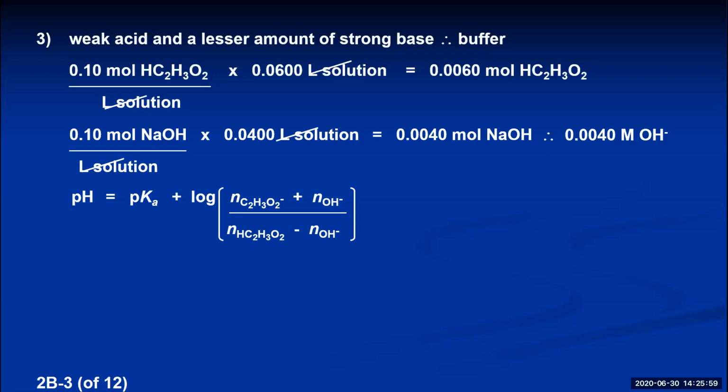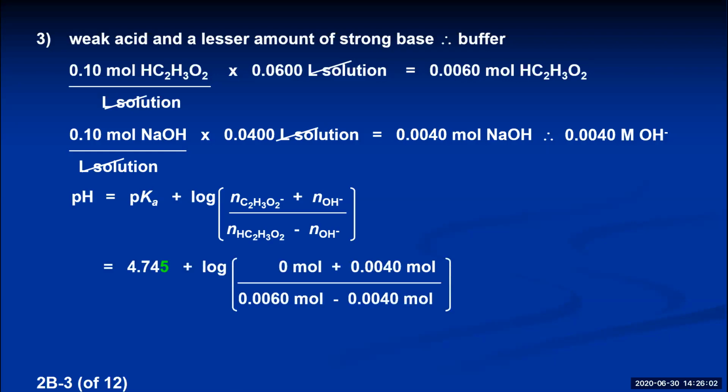The numerator will be plus moles of hydroxide. And now if we plug the values in, the pKa of acetic acid, we had it from earlier in the homework, 4.745. Now in the log term in the denominator, 0.0060 moles of acetic acid minus the 0.0040 moles of base. And in the numerator, there were no acetate ions. We have to add to that the moles of the base, 0.0040, and that allows us to calculate the pH of this buffer, which is 5.05. That's a pH that's less than 7, so this is also an acidic buffer.